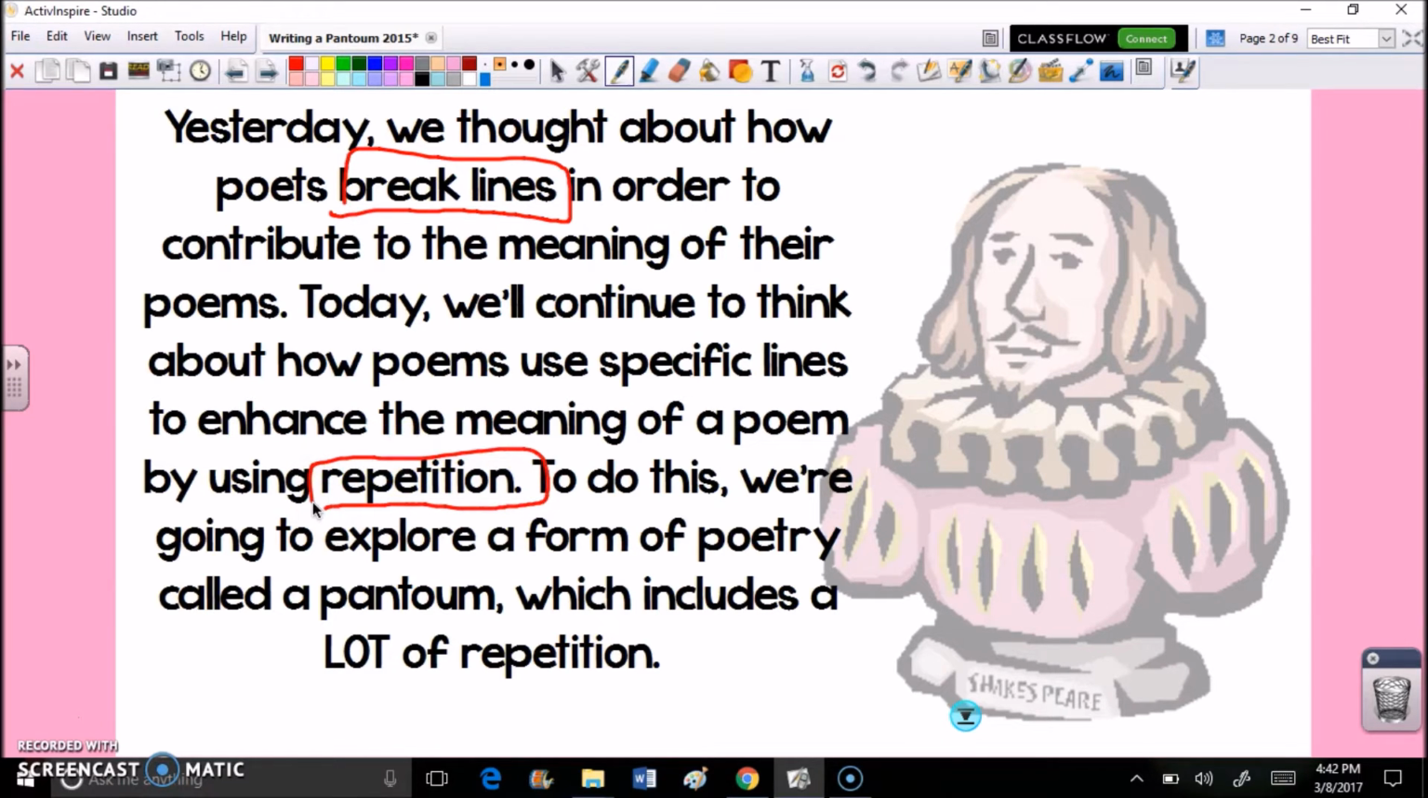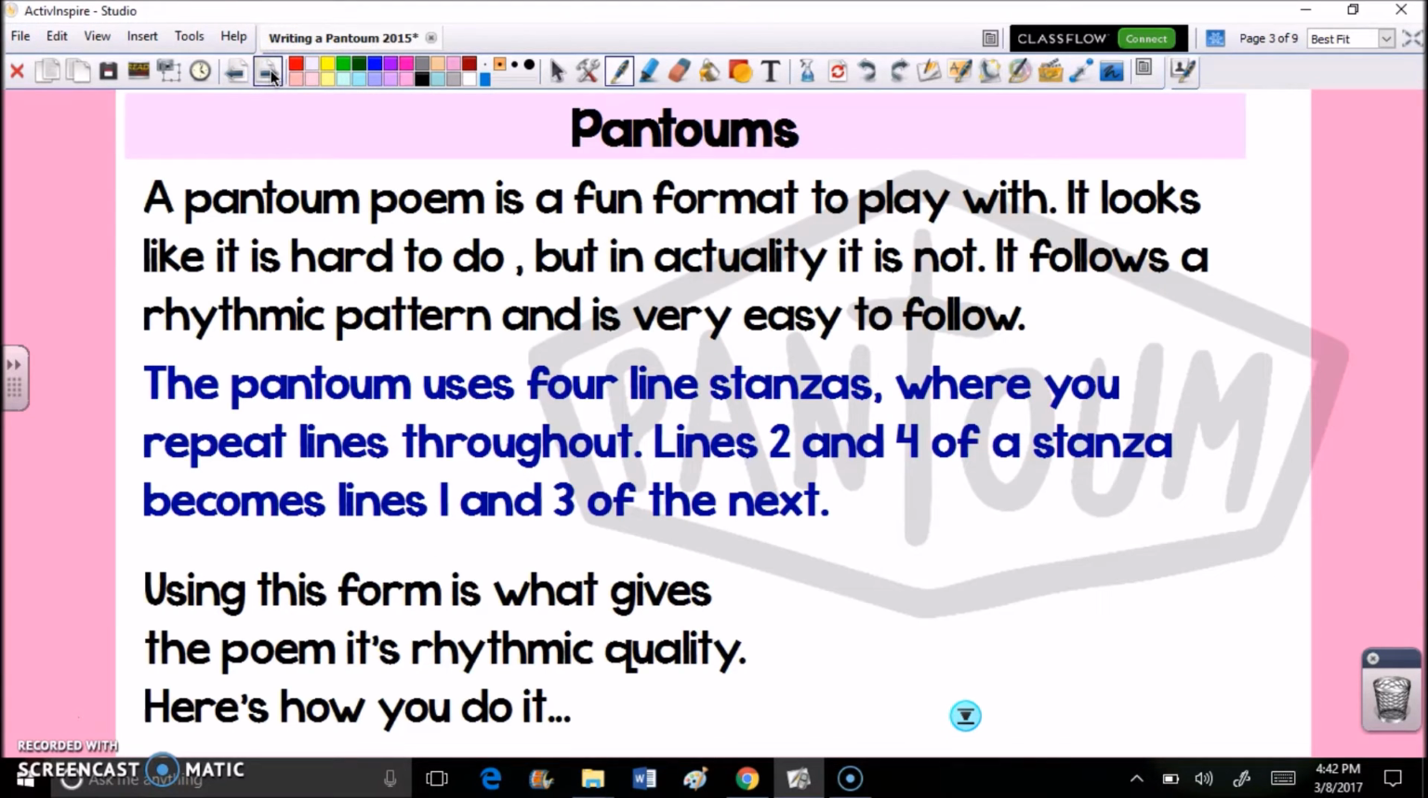So we're going to explore a form of poetry called a pantoum, which, as I mentioned already, includes a lot of repetition. Pantoums are a really fun format to play with. It looks like it's really hard to do when you first see it, but it's actually not, because it follows a very strict pattern, and as long as you know what the pattern is and you follow it closely, the poem ends up being pretty easy to write.